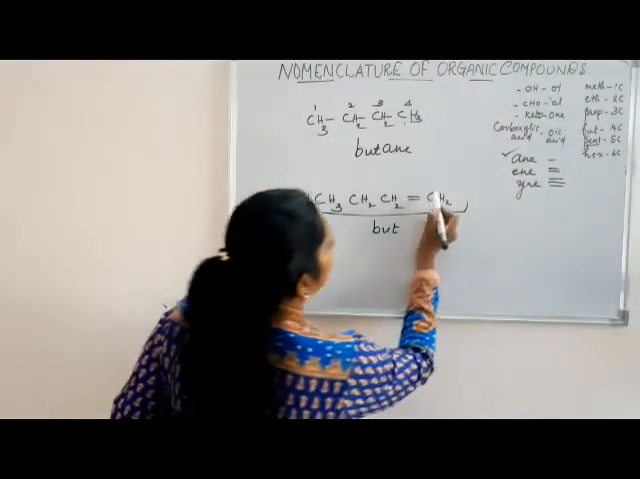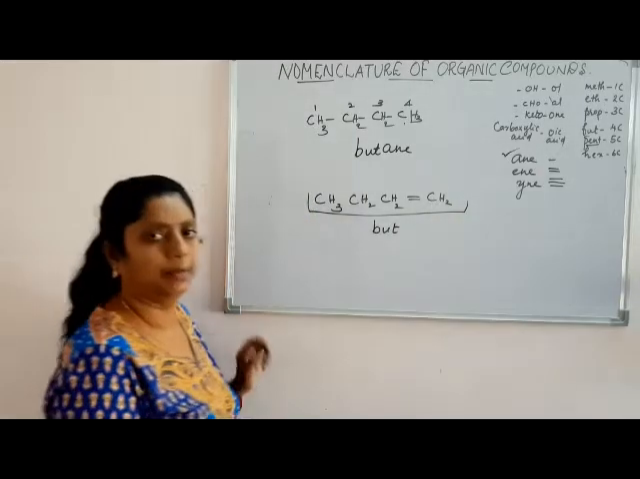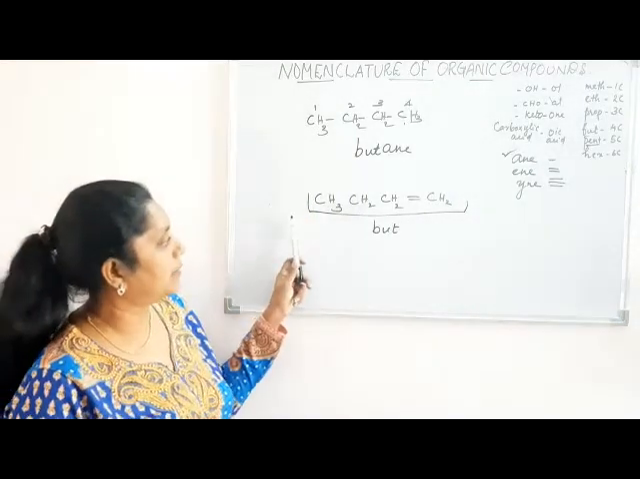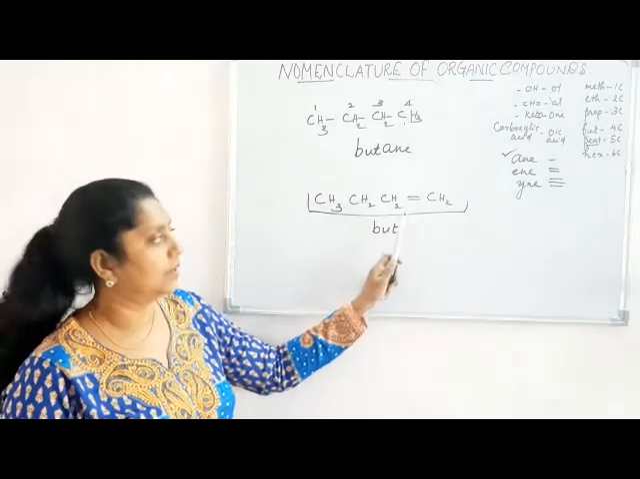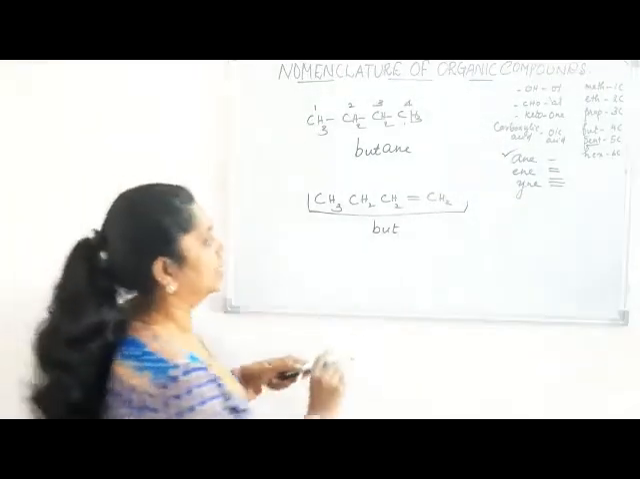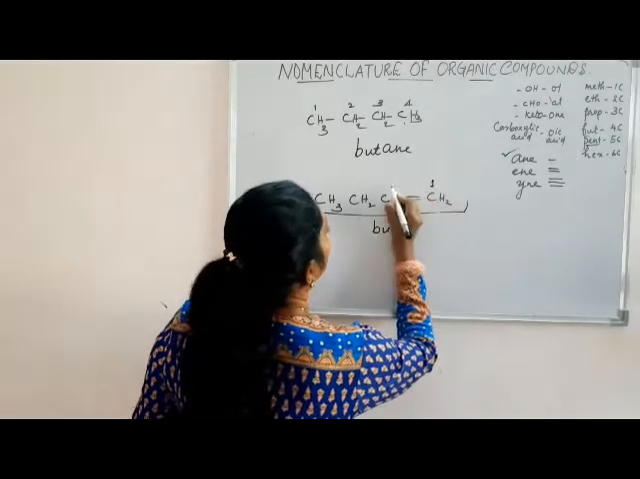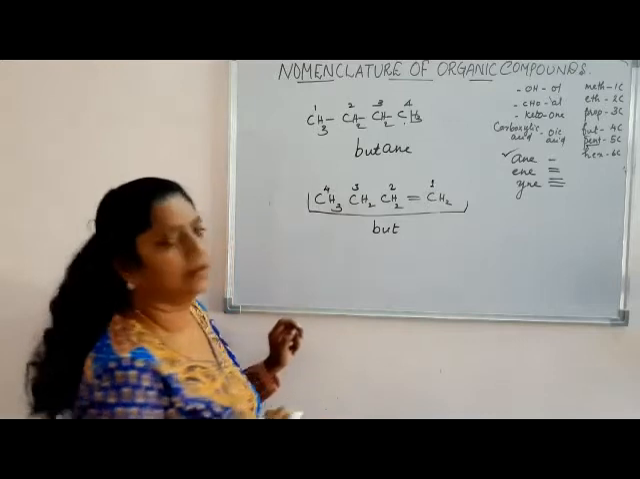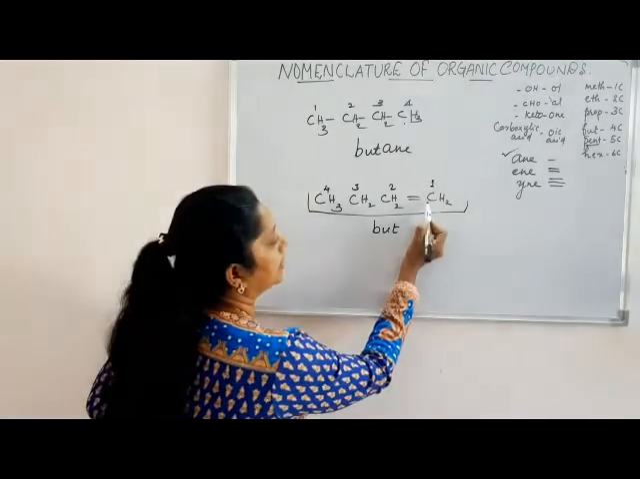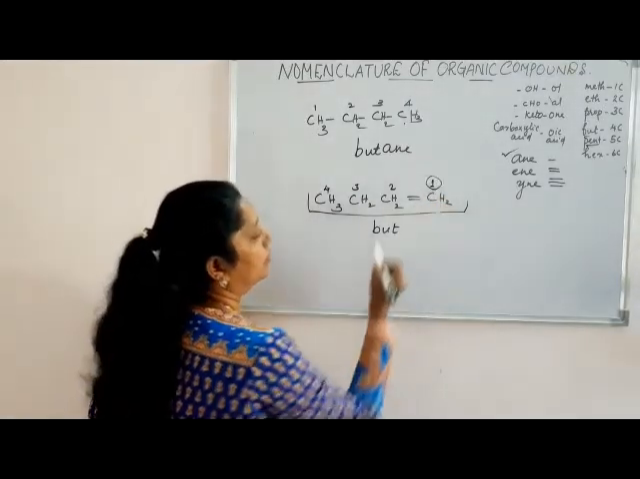Now we can see a double bond in this carbon atom. So numbering can be done from either side, but if there is a double bond present, then we have to number from that side. So numbering 1, 2, 3, 4. Okay, so this carbon atom has the number 1.